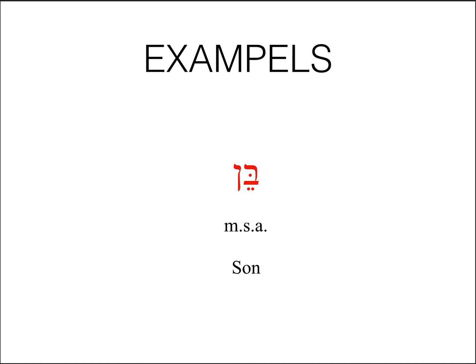Ben, we have the n at the end. This doesn't fit the feminine endings. This doesn't fit the masculine plural ending, and therefore this is masculine singular absolute, son. Banim, we have the im at the end. Sons, we have ben and im at the end, sons. Banim.